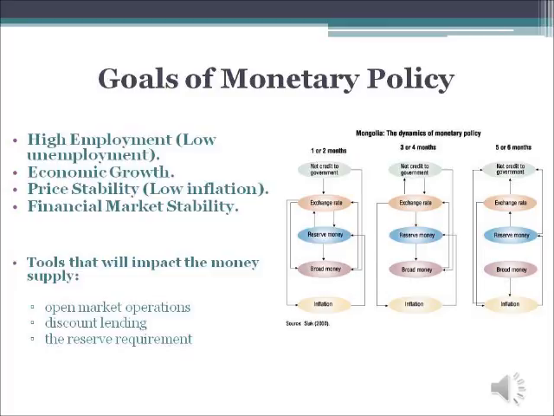1. Open market operations, the federal funds rate target. 2. Discount lending. And 3. The reserve requirement. So, what should the U.S. do at this juncture?